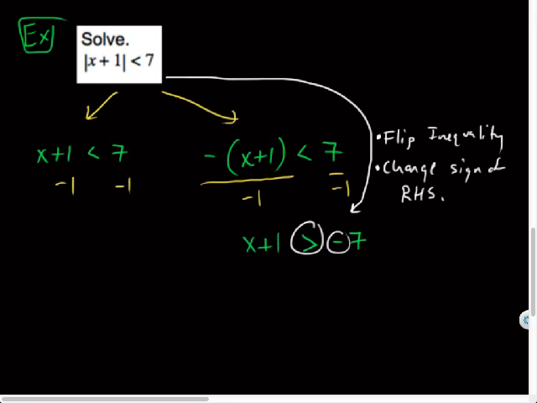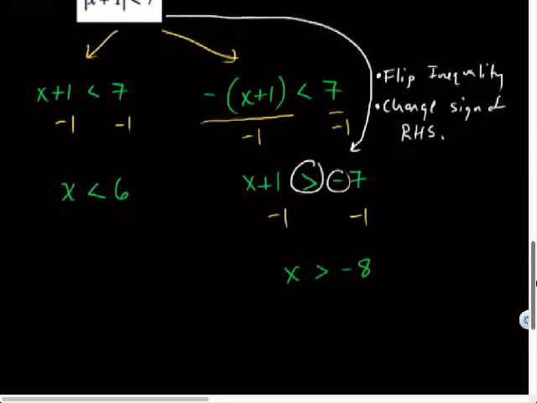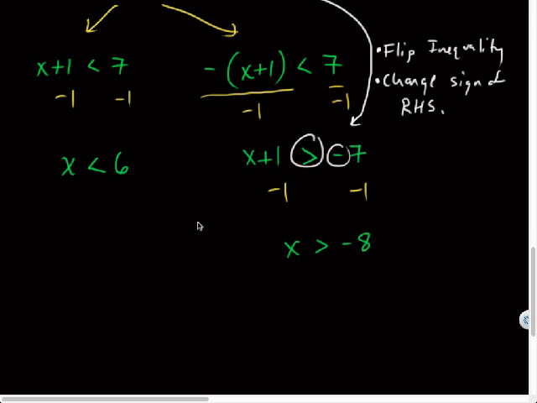Subtract 1, I get x is less than 6. Here I subtract 1, I get x is greater than -8. And now I've got to figure out, is this an and or an or problem? Are these shaded towards or away from each other? These are shading towards each other, so it's going to be an and problem.